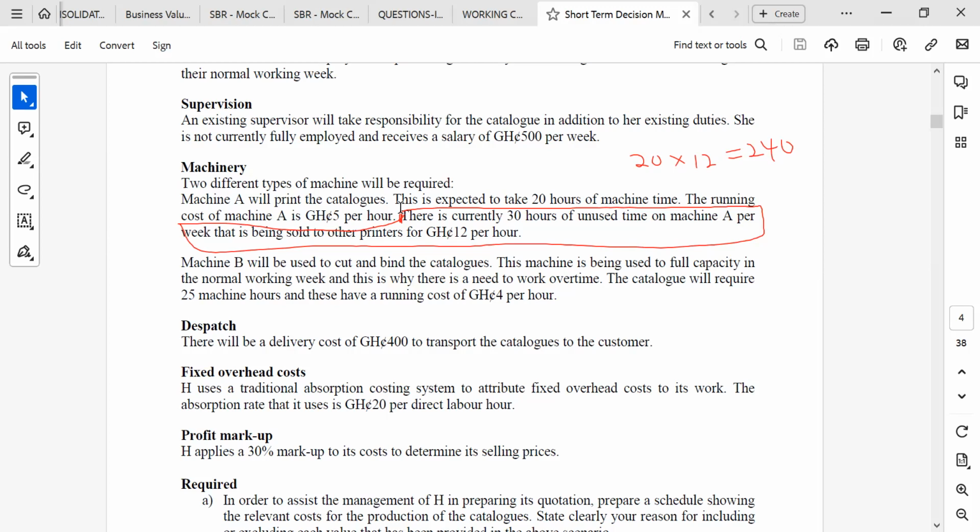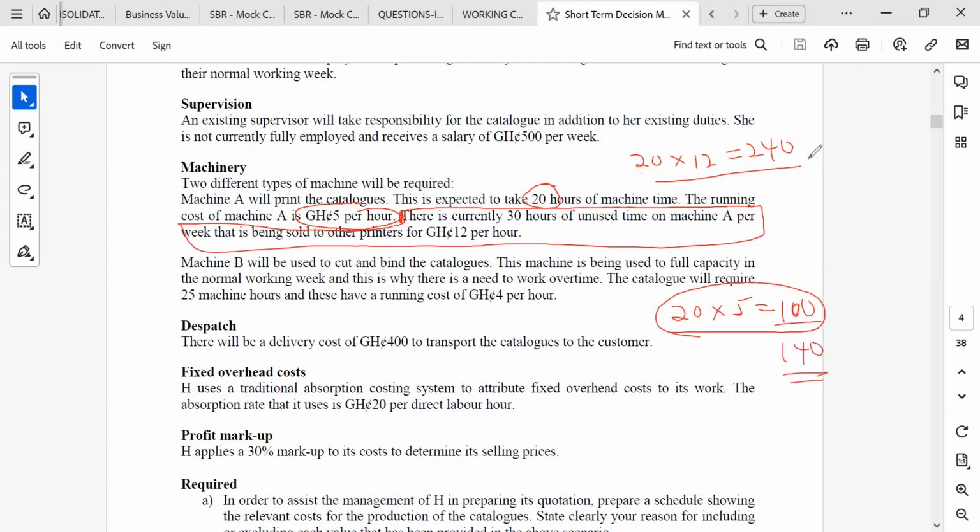Yes, sir. But if we go and rent a different machine, we are going to be operating it at 5 cedis, and it will be the same 20 hours again. So it will be 20 times 5. That will be 100. Am I correct? Yes, sir. So right now, if we are giving it to the people, we are going to be getting 240, and we are going to be hiring a machine for 100.